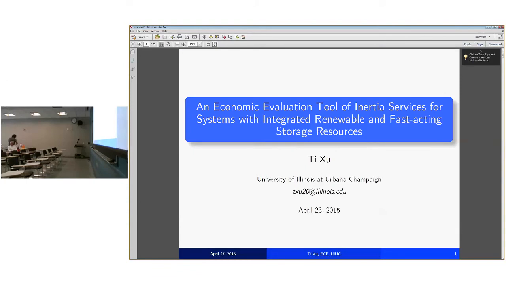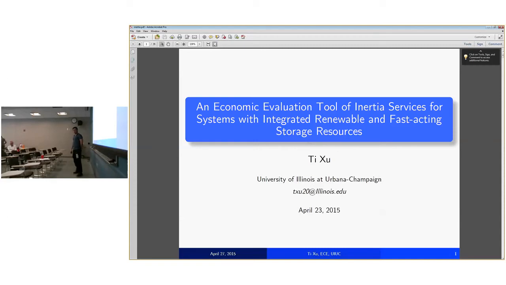Our second speaker is T. Zhu. He completed his undergrad at Tsinghua University in Beijing, and he's currently working on his PhD. Okay. Our second speaker today is T. Zhu. T completed his undergrad at Tsinghua University in Beijing, and he's currently working on his PhD here at the University of Illinois.